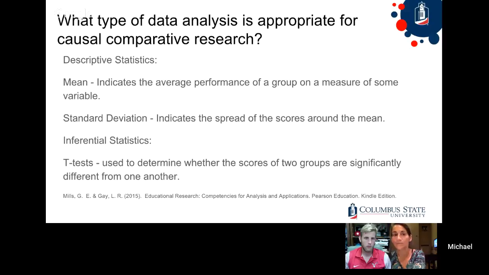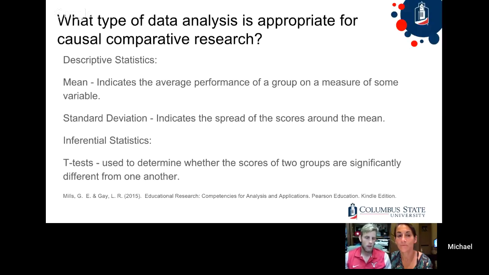What type of data analysis is appropriate for causal comparative research? Two different types are appropriate. The first is descriptive statistics, which includes the mean, which indicates the average performance of a group on a measure of some variable, and standard deviation, which indicates the spread of the scores around the mean.